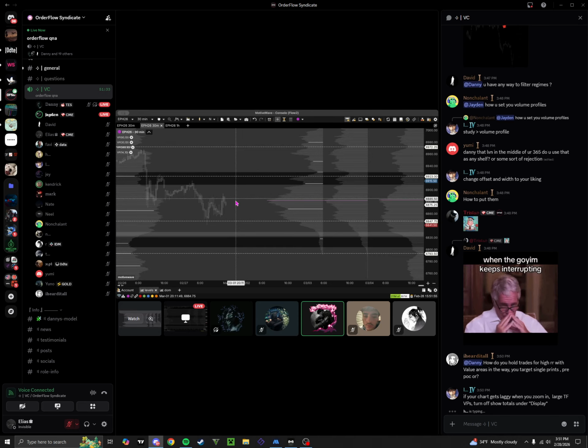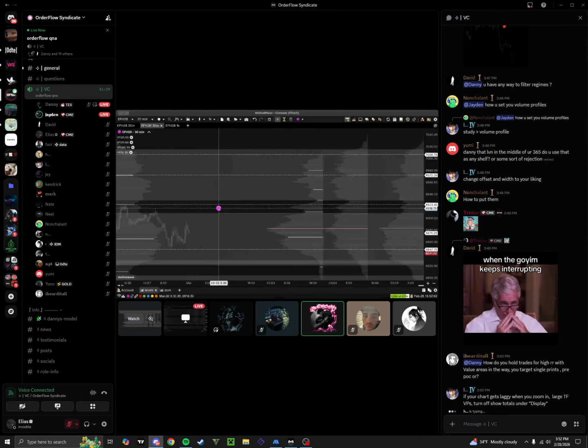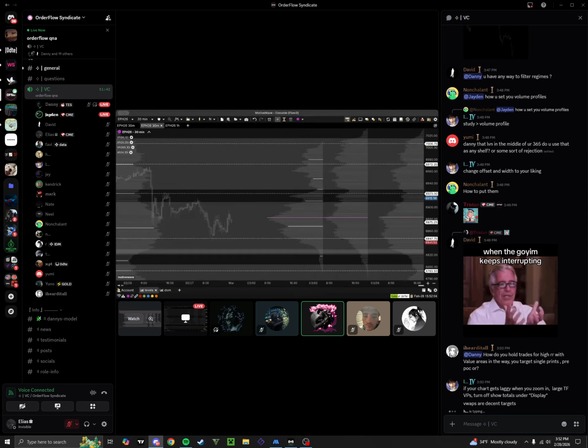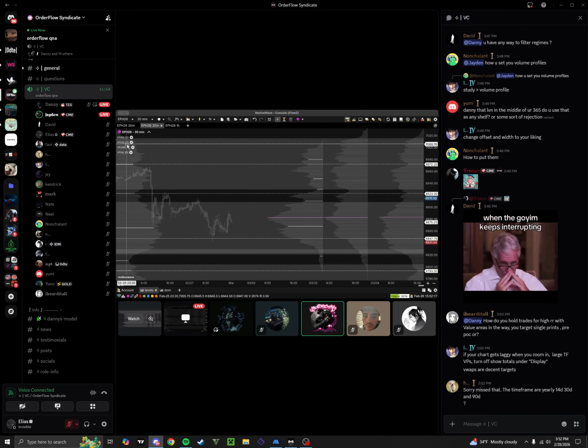You know what I mean? So if you were to get out right here, this would still be good risk reward. So basically, targeting high volume nodes, in my experience, is what works best, because that's where... VWAPs too. Anything that just represents fair value, right? Because we tend to revert there a lot.